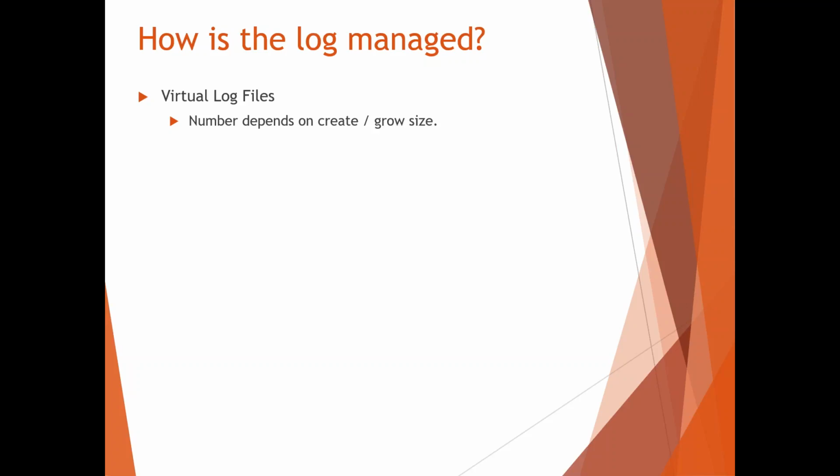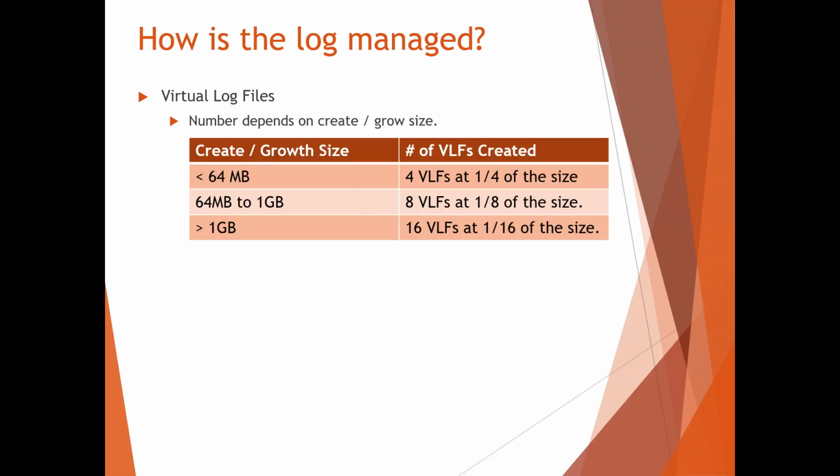That's normally how you'll hear these referred to, as the number of VLFs within your transaction log. So the number of VLFs that you get depends on the size that the log is created or grown at. So there's a formula for this. If your create or growth size is less than 64 megs, you're going to get 4 VLFs, 1/4 of the size of the growth. So if you start with a 20 meg transaction log, you're going to get 4 VLFs at 5 megs each. So from 64 up to a gig, you get 8 VLFs at 1/8 of the size.